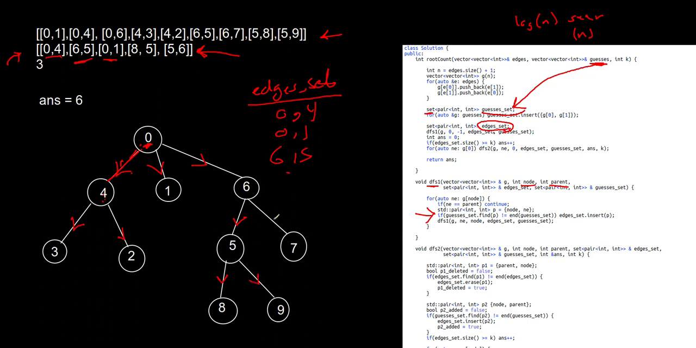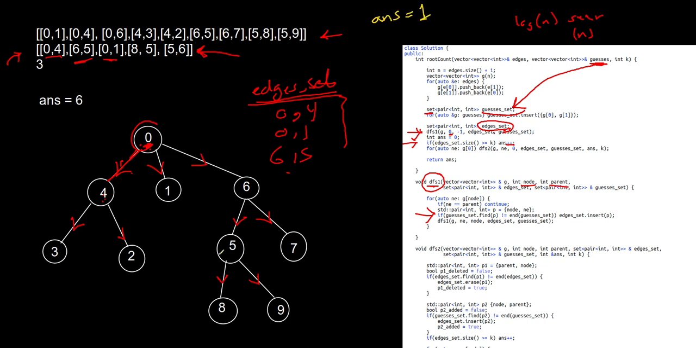Then 6, 7. 6, 7 is also not in the array. So for root 0, we are done with this DFS. We call it only once, for root 0. Now this set contains 3 values. We check if the size of the edges set is greater than or equal to 3. That means root 0 is part of the answer, so we add 1 to the answer. So answer equals 1.